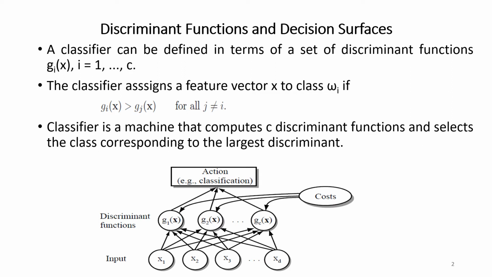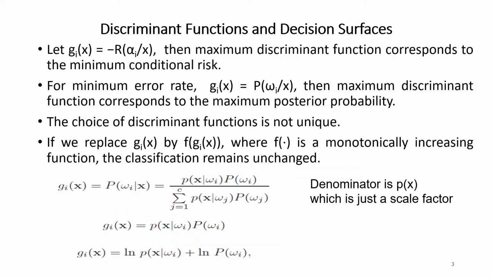So here x1, x2 to xd is the d-dimensional input vector. Then the classifier will be computing g1(x), g2(x) up to gc(x), and based on the value of the discriminant function, the action or the classification will be performed. Let g_i(x) equal to minus R of alpha_i on x, then the maximum discriminant function corresponds to the minimum conditional risk. For minimum error rate, g_i(x) equal to P of omega_i on x, then the maximum discriminant function corresponds to the maximum posteriori probability. The choice of discriminant functions is not unique.